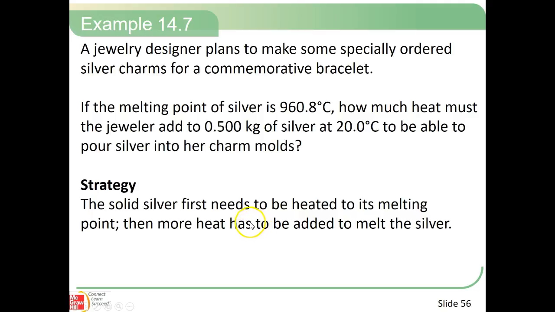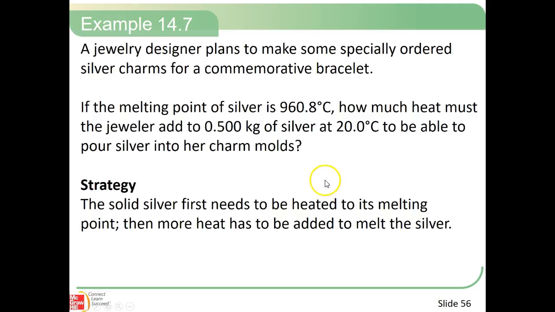For example 14.7, you have a jewelry designer planning to make some specially ordered silver charms. The melting point of silver is 960.8. They want to know how much heat the jeweler needs to add to half a kilogram of silver at 20 to be able to pour that silver into charm molds.